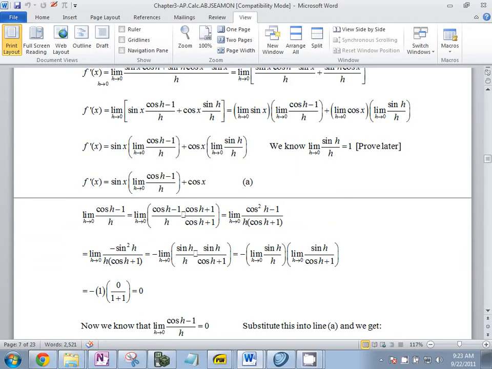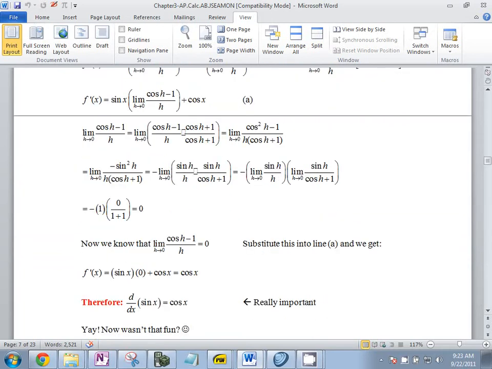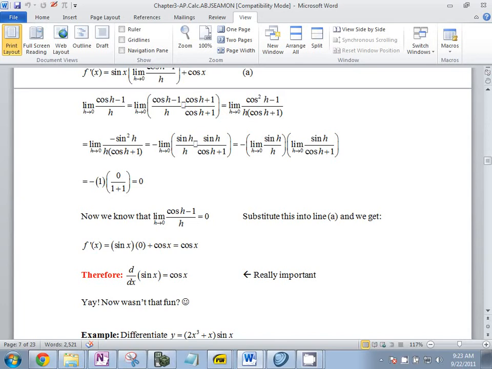What we're looking at right there is not the entire thing. We just proved that the limit as h goes to 0 of cosine h minus 1 over h is 0. That's this part right here. You see that? So if that's 0, what does this whole thing become? 0. And what do we know this equals? 1. What's the only thing that's left? Cosine x. So we actually just proved that the derivative of sine is cosine.